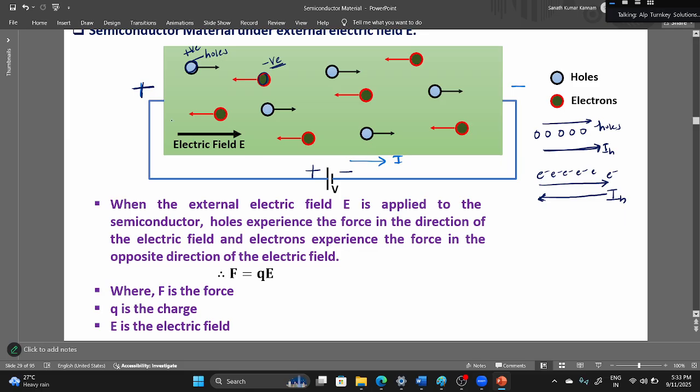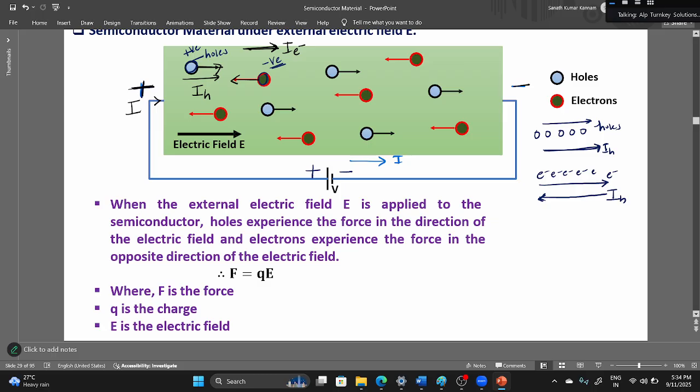You are applying a positive charge here. Electrons will be attracted toward this positive charge, and holes will be repelled toward the negative charge. Electrons move from negative to positive, and the electron current is opposite to the direction of the electrons. The hole current is the same as the direction of holes. Let us take the hole current as IH. Due to this applied electric field, there is current.